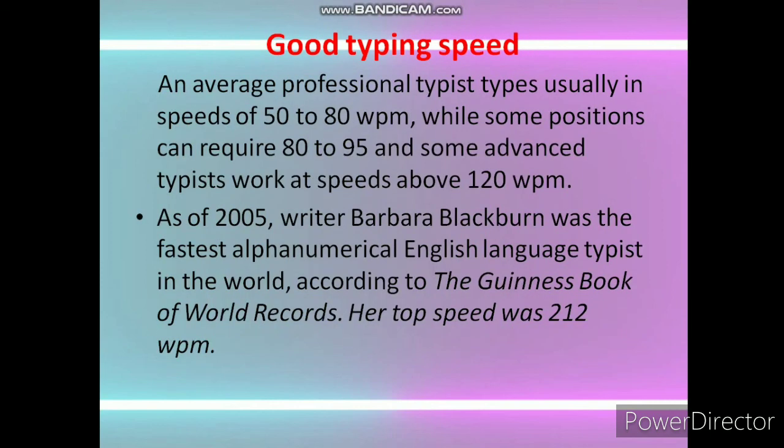An average professional typist usually types at a speed of 50 to 80 words per minute, while some positions can require 80 to 95, and some advanced typists work at speeds above 120 words per minute. As of 2005, writer Barbara Blackburn was the fastest alphanumerical English language typist in the world, according to the Guinness Book of World Records. Her top speed was 212 words per minute.